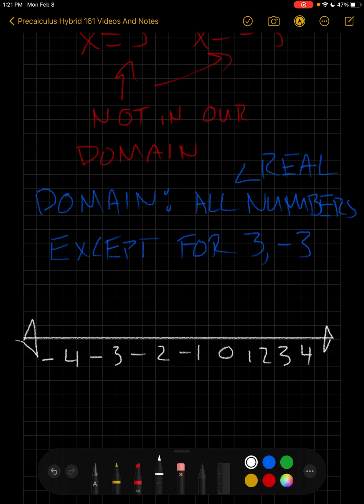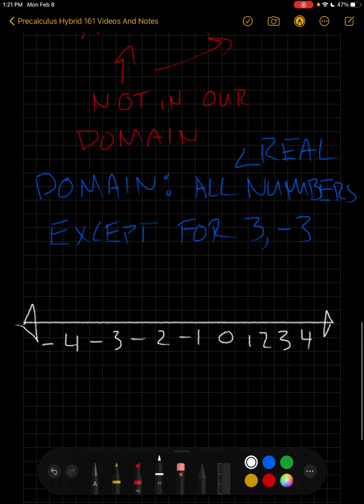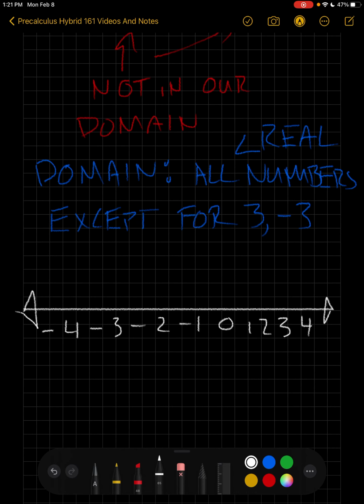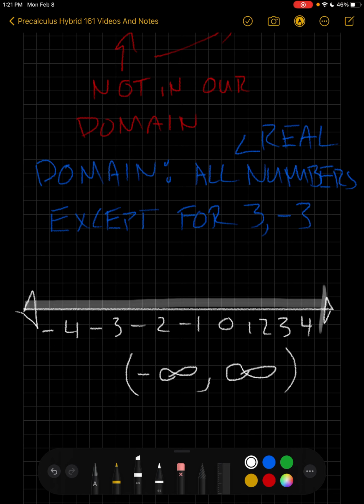And then these arrows here show that the numbers go on and on in infinity directions, all the way to -infinity and positive infinity. And the way that you write the number line like this in interval notation, this would be all the numbers from -infinity all the way to positive infinity. That's what we're talking about here on the number line with those arrows.